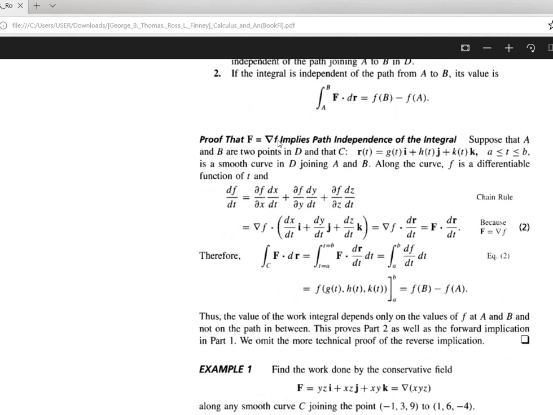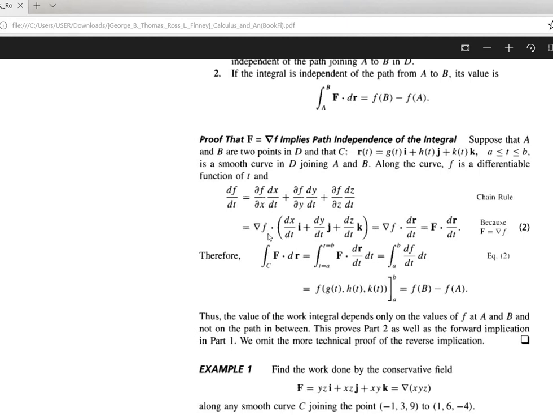So here F is equal to del f if and only if the integral is path independent. In this proof, F equal to del f implies path independence. We are going to prove this. Suppose A and B are two points in D, and gamma(t) is a general equation of a smooth curve. f is a differentiable function of t. Then df by dt equals dou f by dou x into dx by dt plus dou f by dou y into dy by dt plus dou f by dou z into dz by dt.